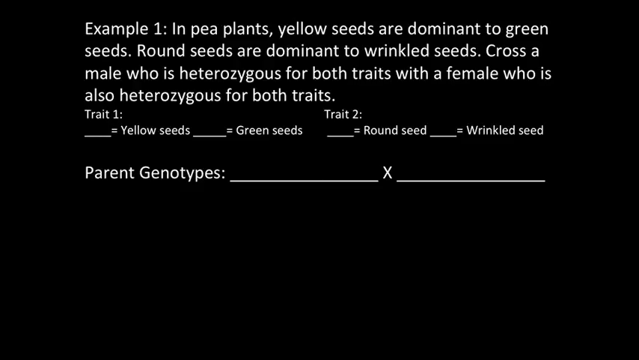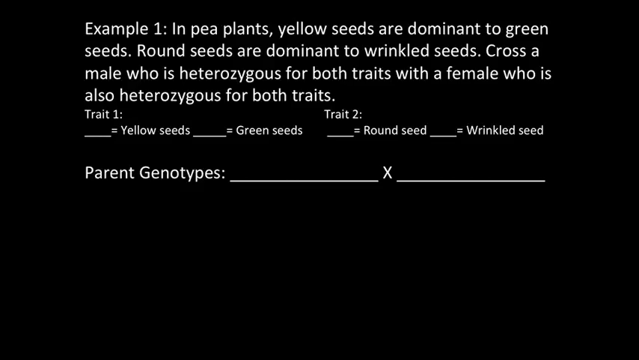So in order to understand dihybrid crosses, let's go ahead and take a look at the first example. Make sure that you have your notes from class. The two examples in the notes will be used to help you understand dihybrid crosses. So we take a look here at example 1. In pea plants, yellow seeds are dominant to green seeds. Round seeds are dominant to wrinkled seeds. Cross a male who is heterozygous for both traits with a female who is heterozygous for both traits.